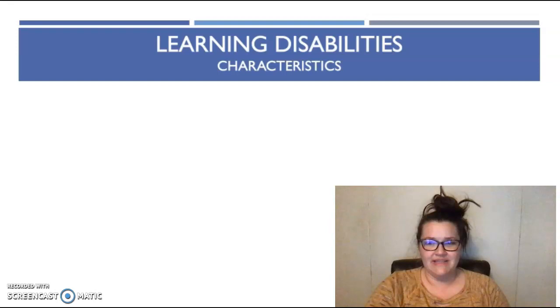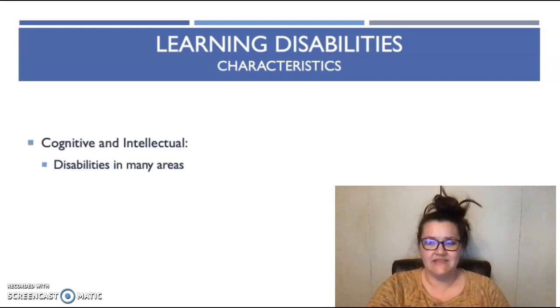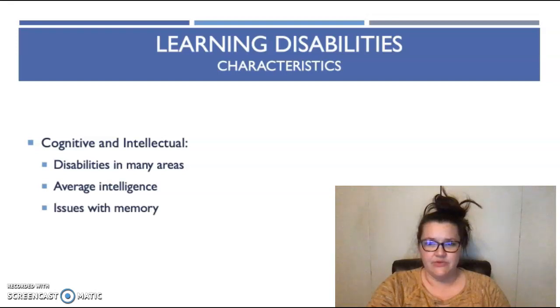For students who have learning disabilities, the cognitive and intellectual characteristics are having disabilities in reading, math, and memory and motor skills. These students typically have average or above average intelligence. They also have difficulty with short and long-term memory.